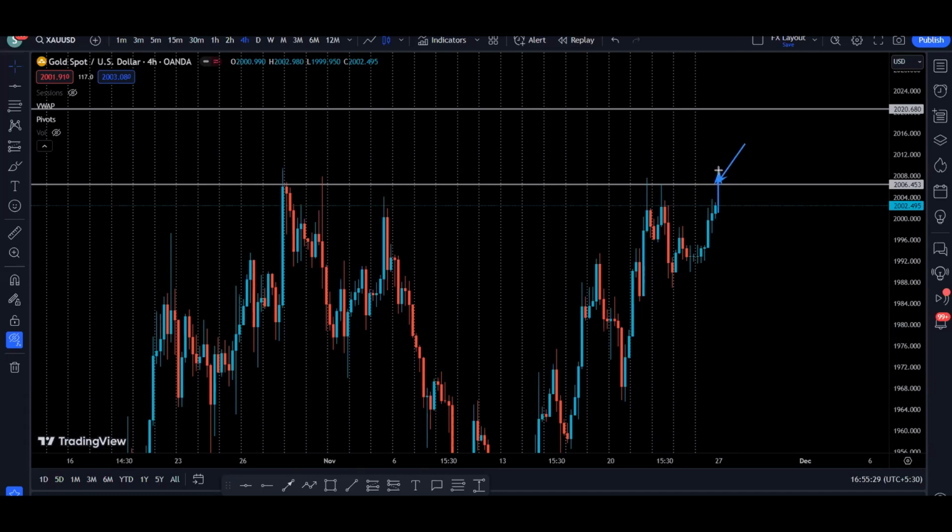So now we need a 4-hour candle closure above this level so that we can anticipate with the volume price can move to the next resistance, which is right into these areas. So that is something on the 4-hour time frame.